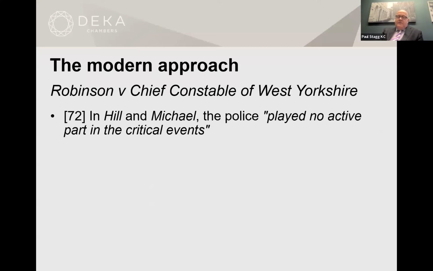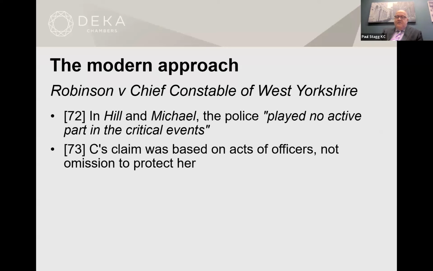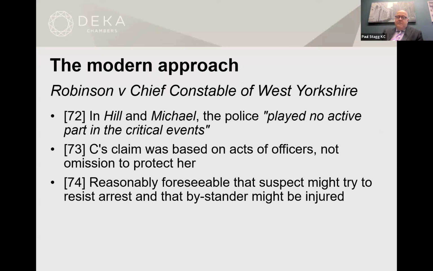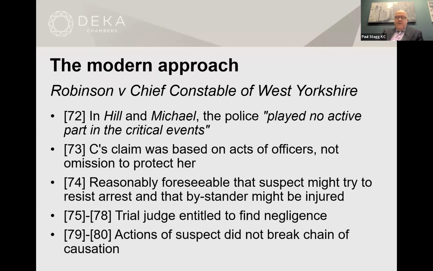The court in Robinson distinguished Hill and Michael, where the police played no active part in the critical events. The claimant's claim is based on the acts of the officers, not an omission to protect her. It was reasonably foreseeable that the subject might try to resist arrest and that a bystander might be injured, and therefore the trial judge had been entitled to find the police were negligent. The actions of the suspect, it said, did not break the chain of causation. So Mrs. Robinson was owed a duty of care by the police not to injure her while the police tried to arrest the suspect.